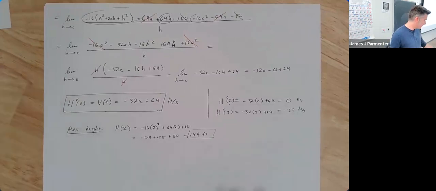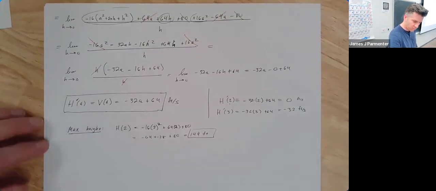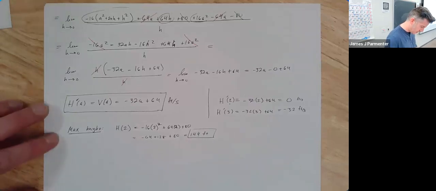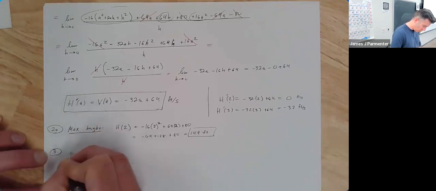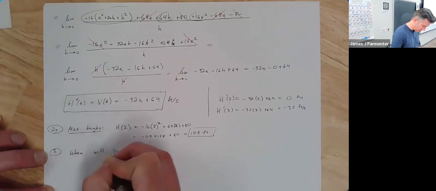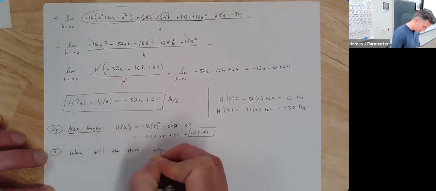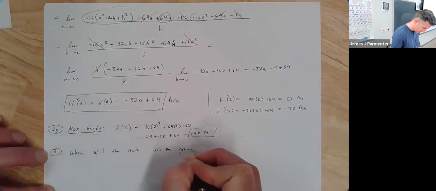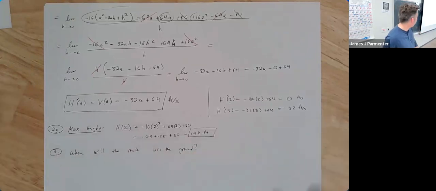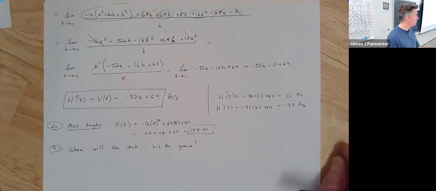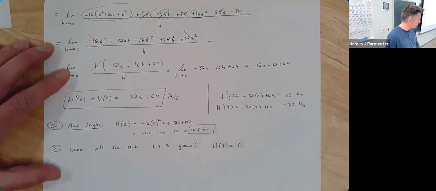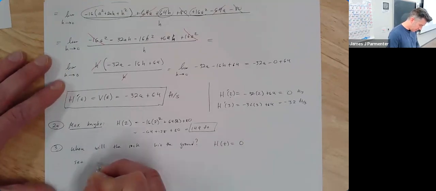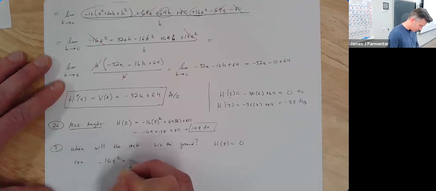Let's answer the other two types of questions that are asked here. Part 3, did I number my other parts? I did, yeah. So 3, this is 2A here. Part 3, when will the rock hit the ground? Well, when the rock hits the ground, what do we know? Right, we know that height equals 0. So we're going to set negative 16t squared plus 64t plus 80 equal to 0.